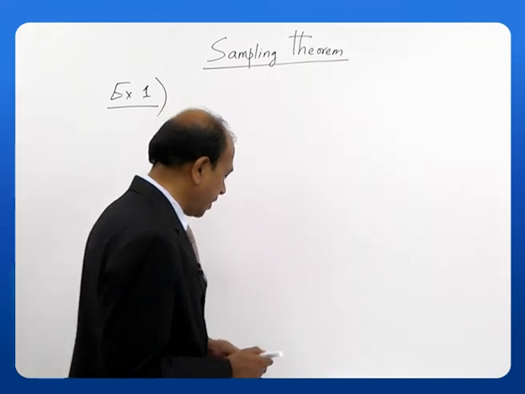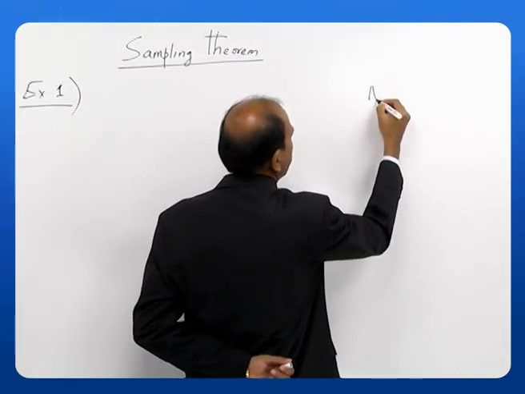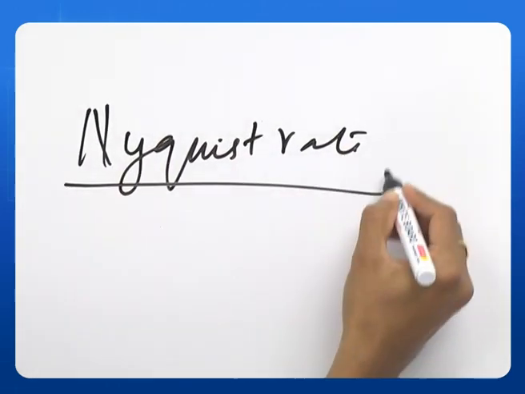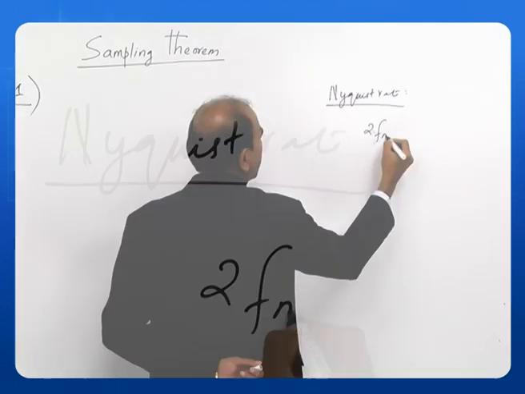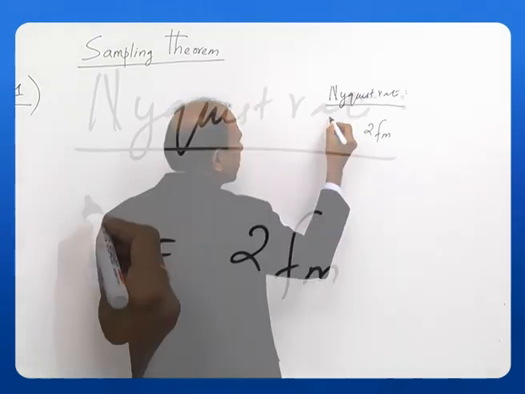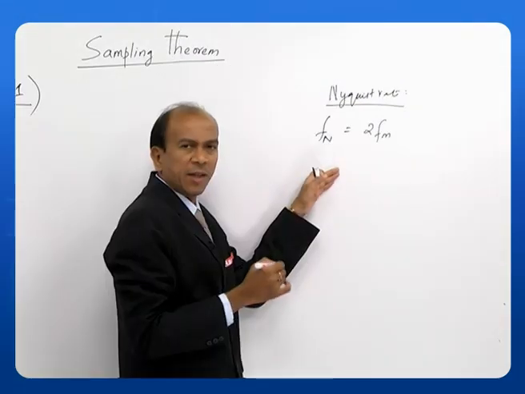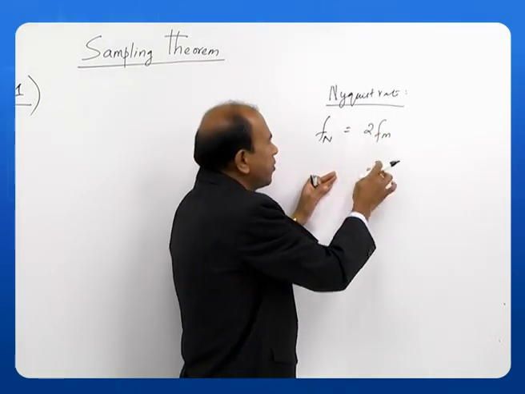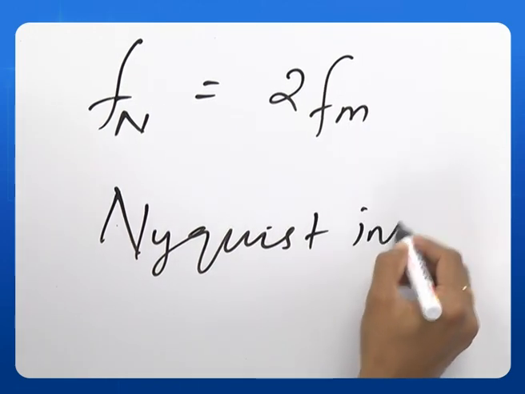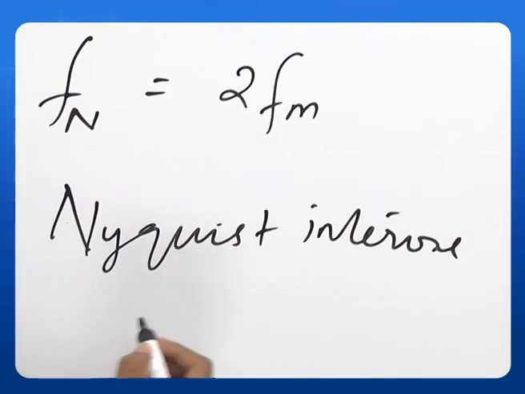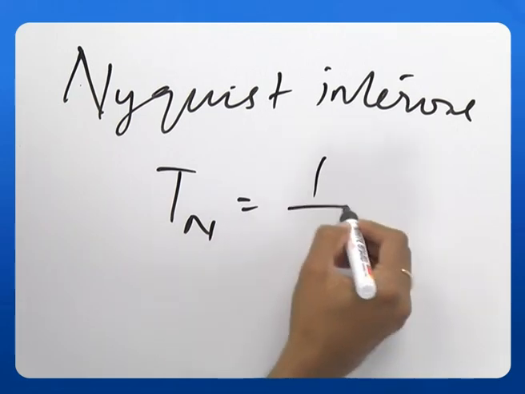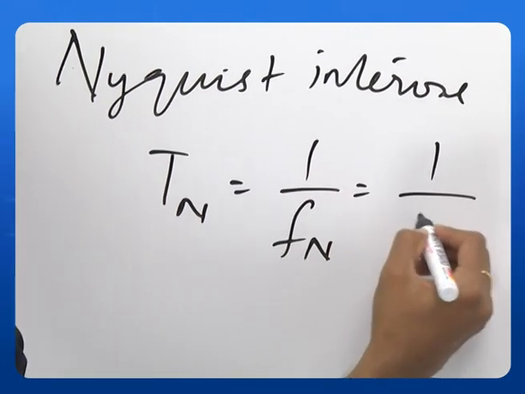Earlier we have seen that the Nyquist rate should be twice the maximum frequency of the given signal. Let us denote this Nyquist rate with a capital letter N. Similarly, what is called the Nyquist interval? Nyquist interval, denoted N again, will be equal to 1 by Fn, which is equal to 1 by 2Fm.